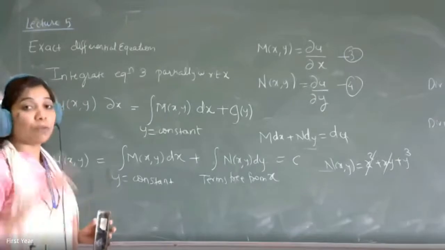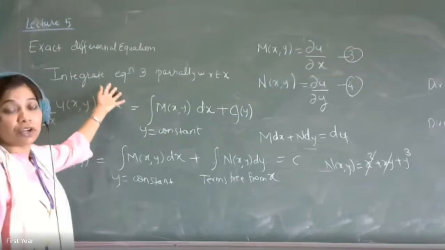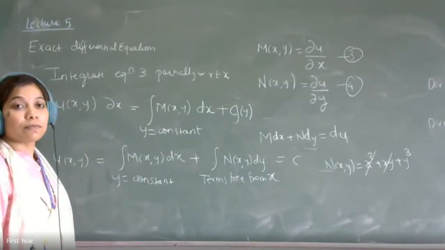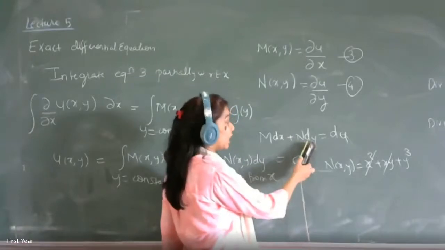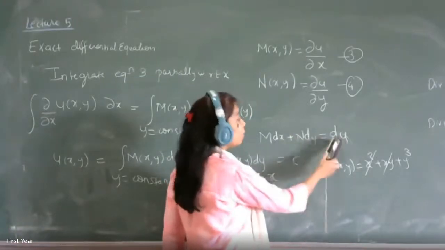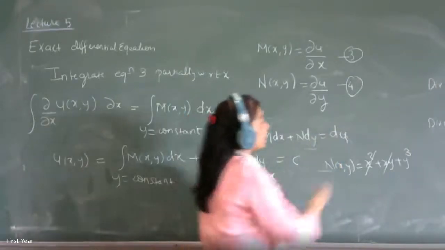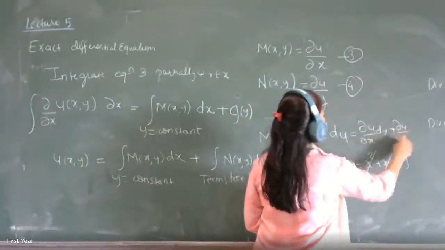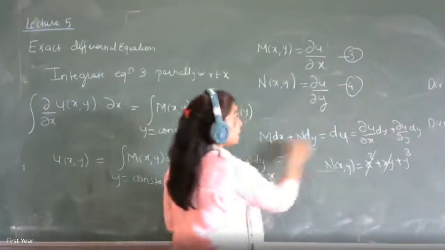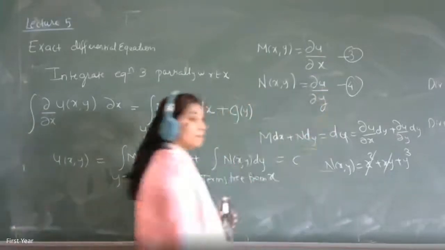Everyone understood this, so you will not have to keep in mind the type of solution which can be given for an exact differential equation. I'll repeat once. M dx plus N dy is said to be an exact differential equation if it is equal to du. With the help of that, we got that the total differential du is delta u by delta x into dx plus delta u by delta y into dy. Comparing these two, I got that M is delta u by delta x, N is delta u by delta y.